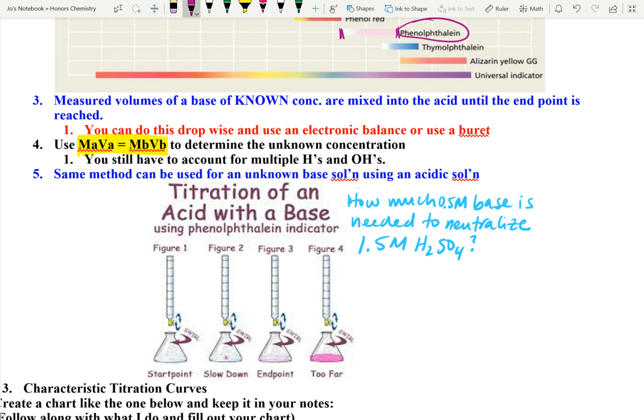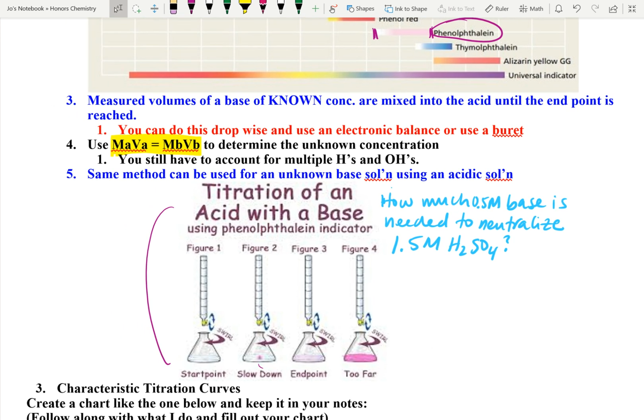So this is just showing a picture of all those different steps. Your starting point, slow it down as it starts getting a little more pink. That's your endpoint, that light pink, and then here it is. And I would have demonstrated for you in class, but there's a video for you to watch which will help with that. So here is an example problem.